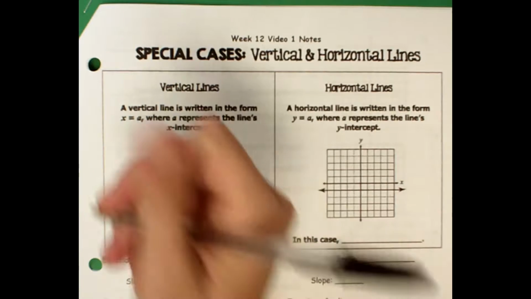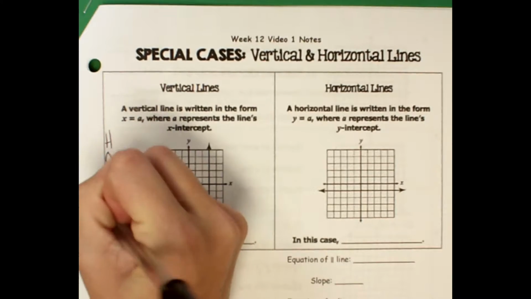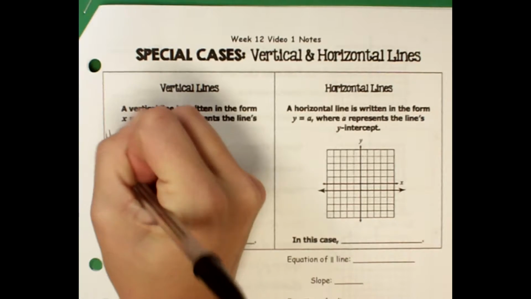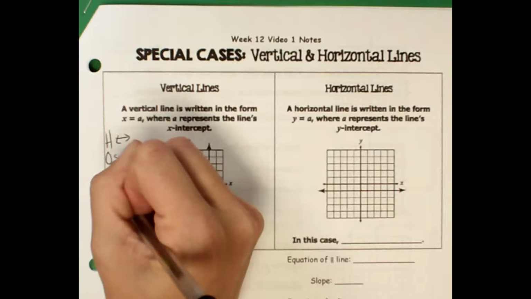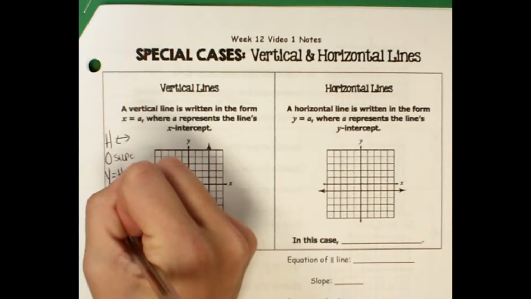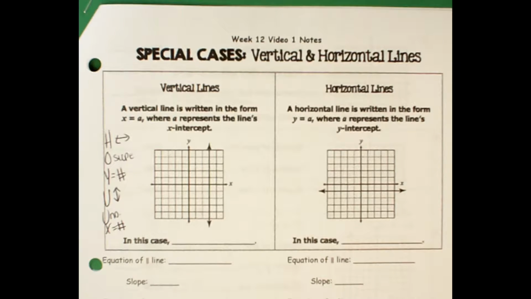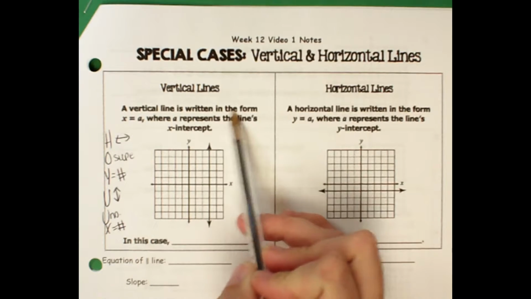So we need to look back and remember what we've talked about. When it's a horizontal line, it's y equals a number and it has 0 slope. When it's a vertical line, it has undefined slope and it's x equals a number. That's just what we would have talked about for our warm-up. So if we look, a vertical line is written in the form x equals a.